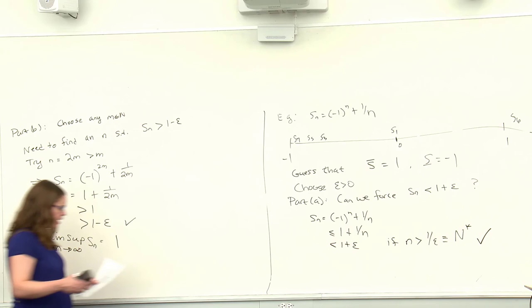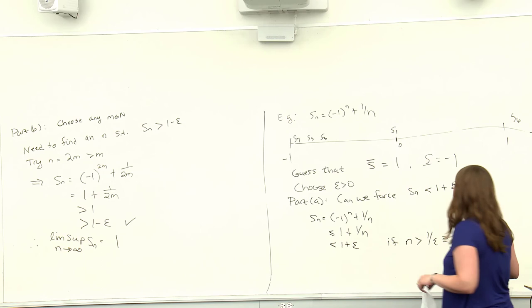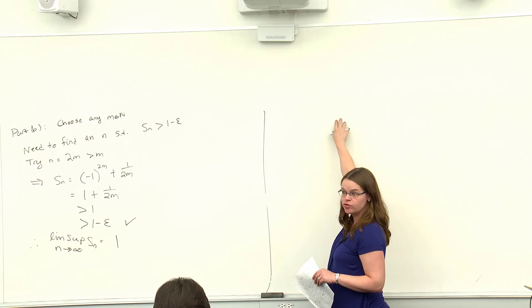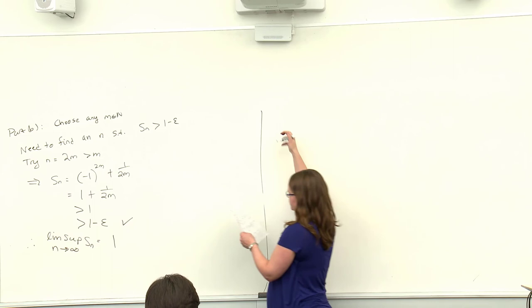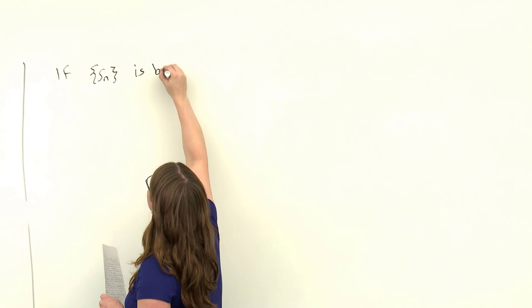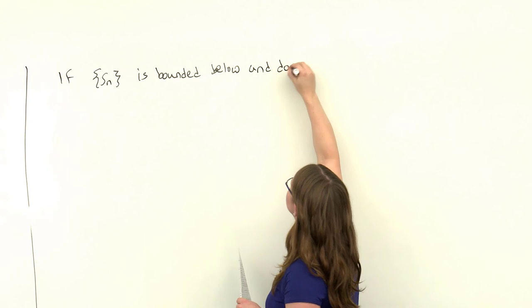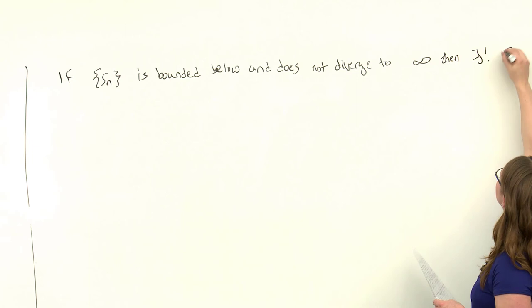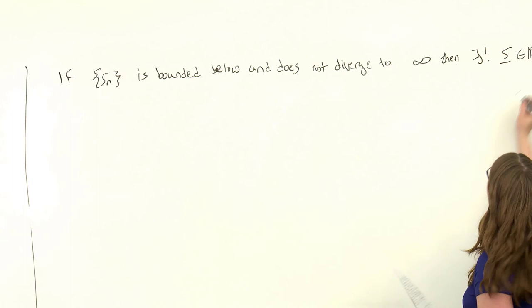Okay, let me write out the precise definition of the limit inferior so you have it. Right, the limit inferior just turns this on its head. And it would be a great exercise for you to work through this problem and show that the limit inferior is minus 1. But let me just write it down. If Sn is bounded below and does not diverge to positive infinity, then there exists some unique value, which we'll call S underline. This is the limit inferior.